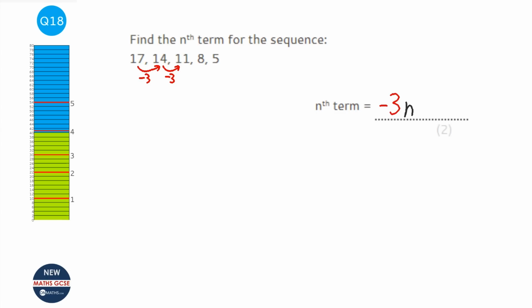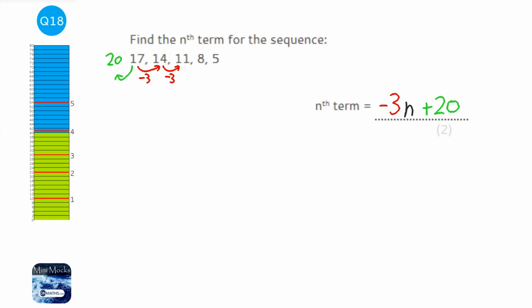The next step is you go backwards 1 and find out what the 0th term is. So the 0th term here is going to be 20, because 20 take away 3 is 17. And this we add on to the end here. So it's minus 3n plus 20.